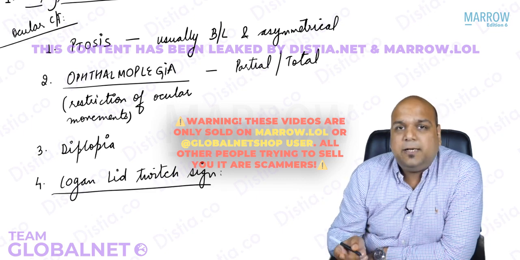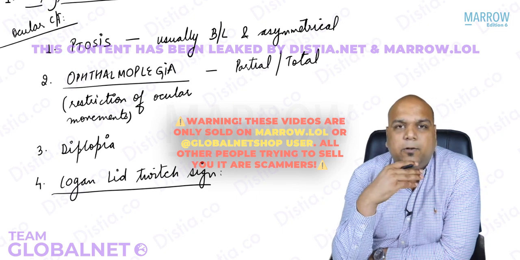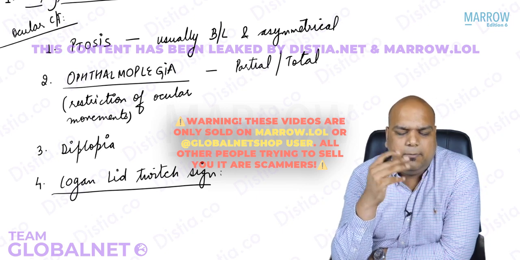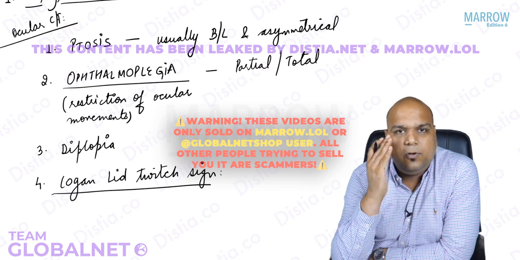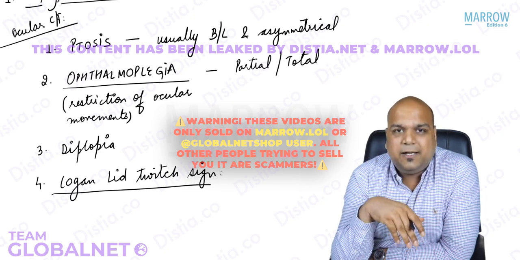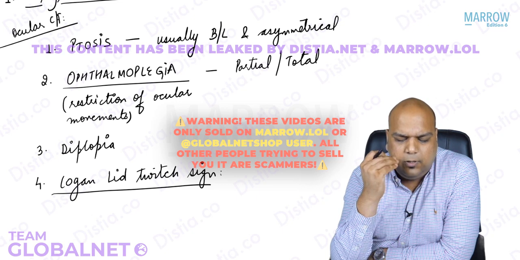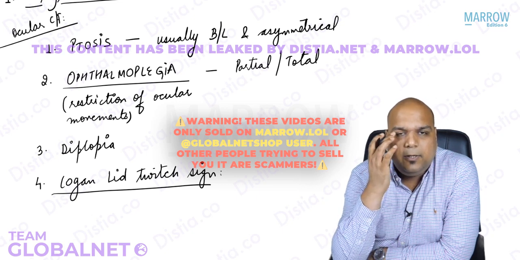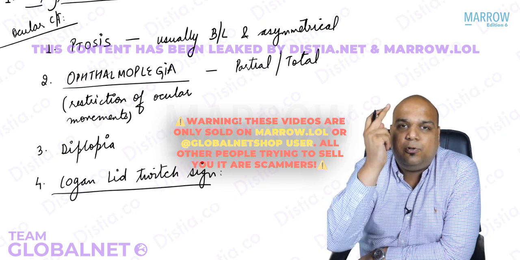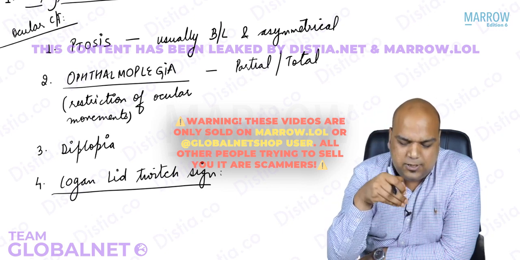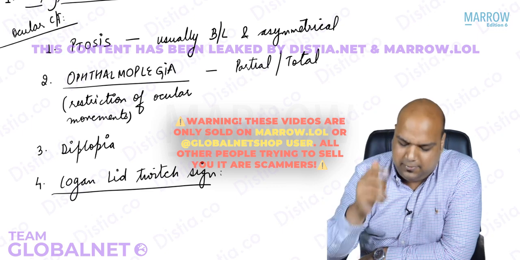What is Cogan lid twitch sign? When we are looking down, everybody look at my face. My chin is straight. When I'm looking down, my eyelids are also down. When I look up, my eyelids go up. But in case of myasthenia gravis, when you are looking down, down gaze, and then when you look up, your eyelids go further up, everybody. So there is an upshoot of the eyelids when you change from down gaze to primary gaze.